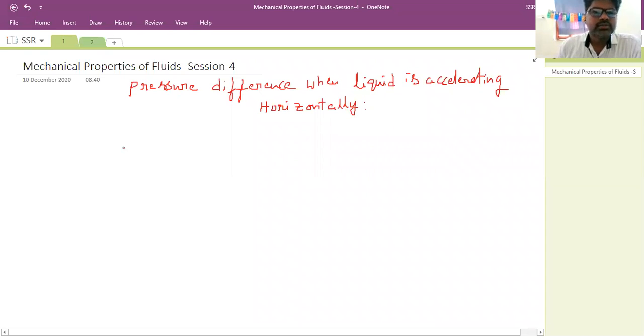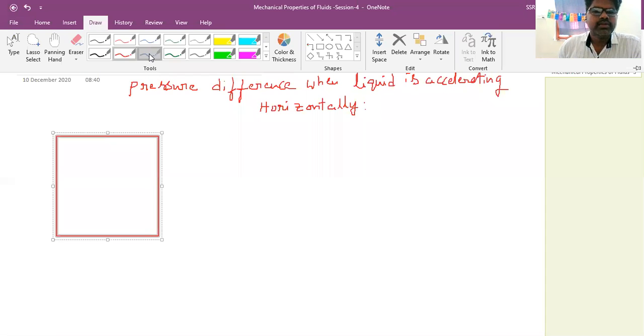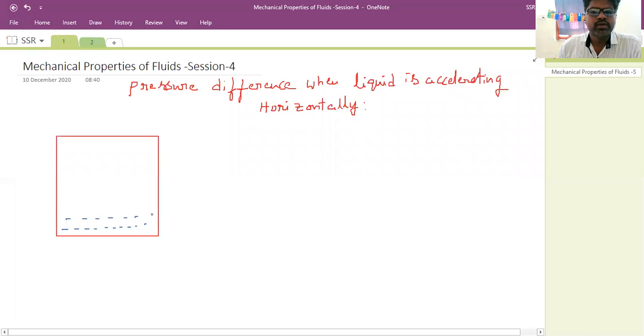So let us consider a container of liquid. You can take it like this. In that, you can draw the liquid. I'm drawing here with the blue color. Here it is accelerating horizontally. Let us say this acceleration is some a. Then if it is accelerating horizontally, how will the liquid be?